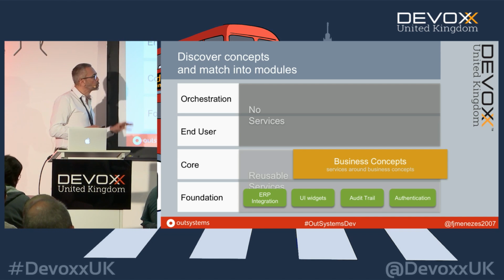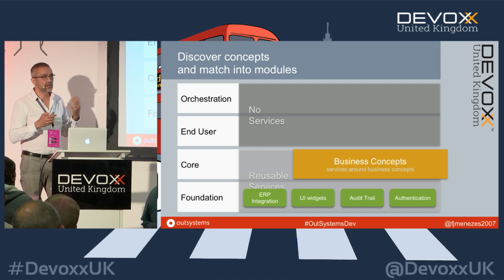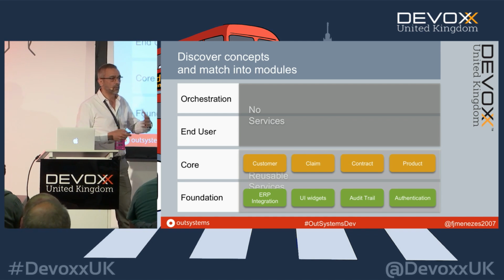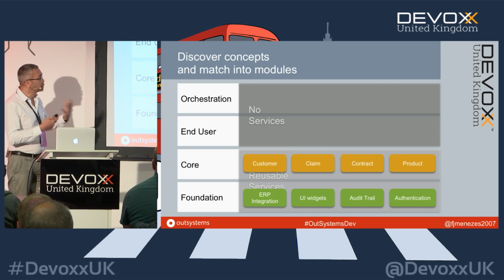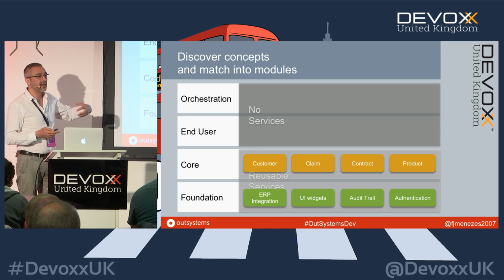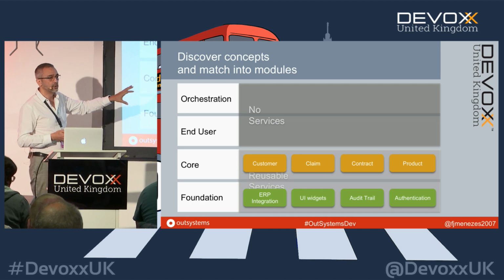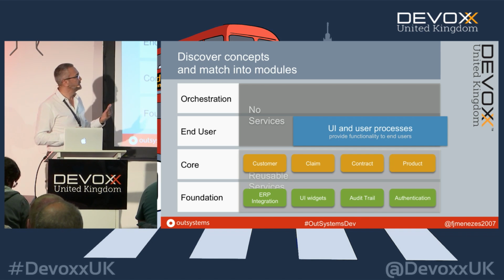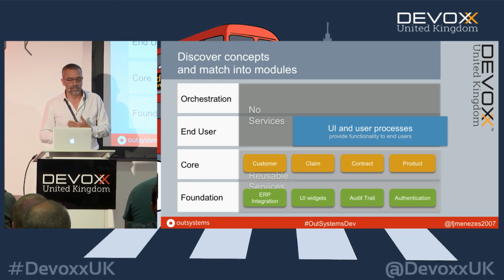The core layer is where you're going to abstract business concepts and services around business concepts, such as a customer, a claim, a contract, a product, whatever. And these two layers are the reusable layers. So here we are not providing end-user interfaces, screens, and so on and so forth, but this is where you capture all your logic. Then the third layer is where you provide functionality to your end users.